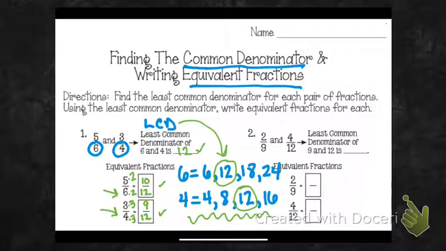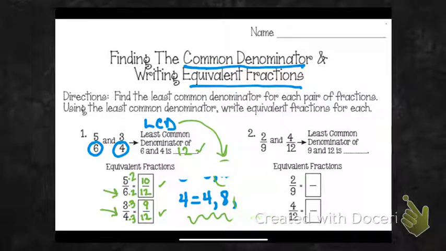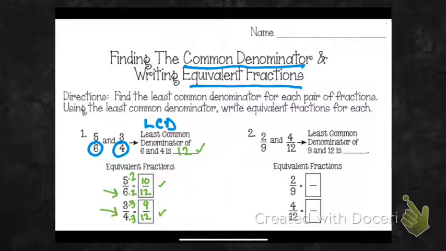All right, let's go ahead now. I'm going to erase part of this. Make some room. Let's go ahead now and look at number 2 together. Okay, so for number 2, again, we're finding the LCD, and the denominators are 9 and 12.